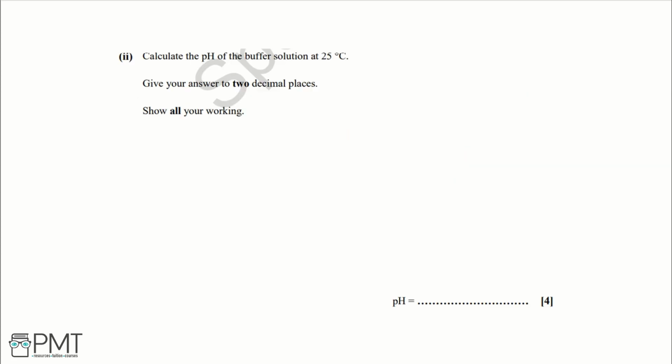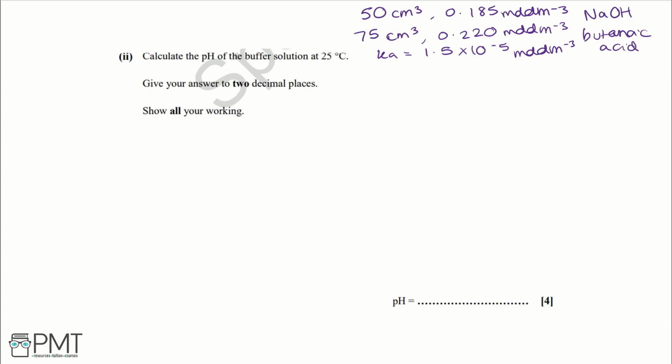Part 2. Calculate the pH of the buffer solution at 25 degrees Celsius. Give your answer to 2 decimal places and show all your working. What I've done in the top right is write the information from part 1 that we're going to use in this question. The first thing we're going to do is work out the moles of sodium hydroxide and butanoic acid so that we can work out the moles of the buffer. And we're going to use the equation moles equals volume times concentration.